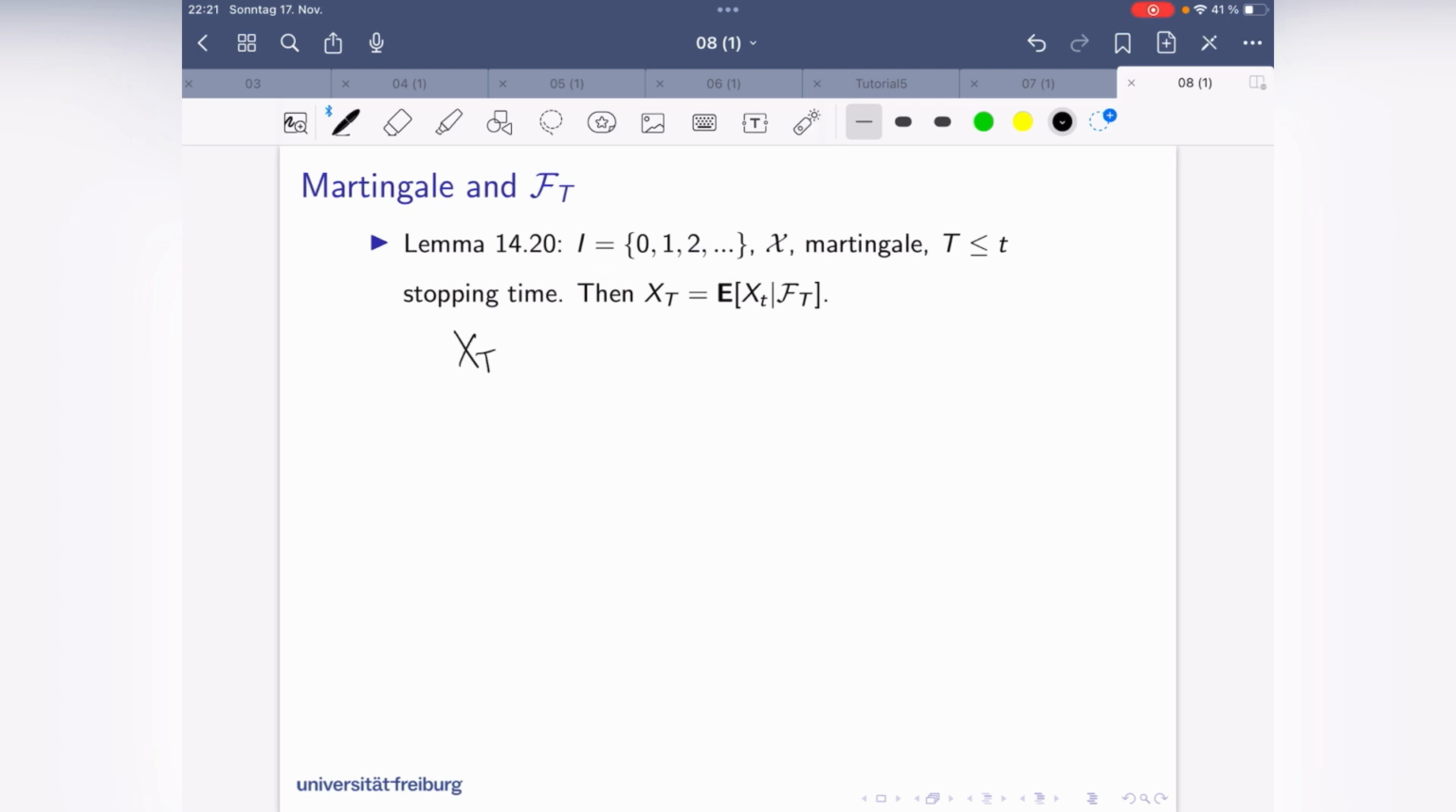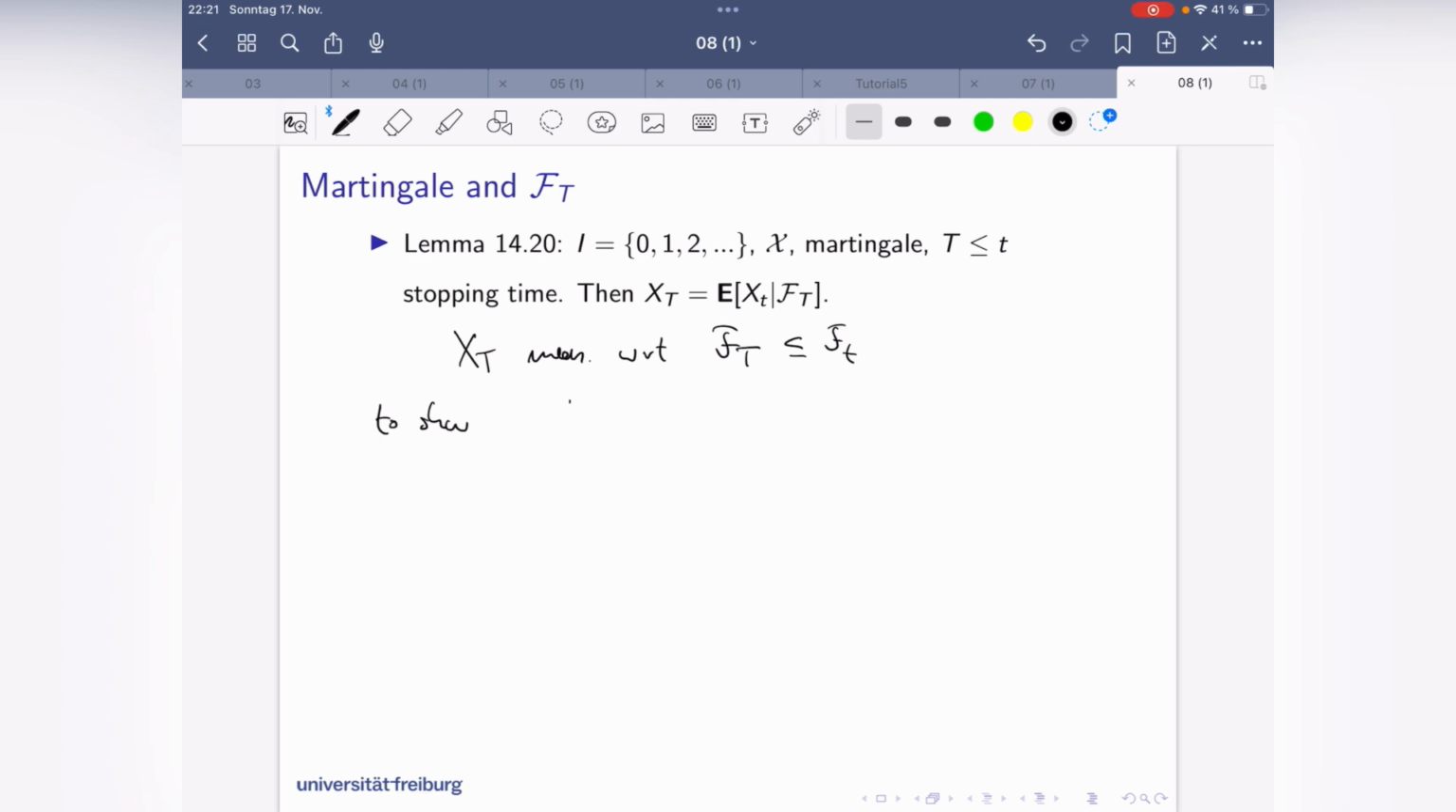X_T is measurable with respect to F capital T. We showed that in some earlier chapter, and F capital T is a subset of F small t because of this here. We also showed that in a previous chapter. We need to show the following.